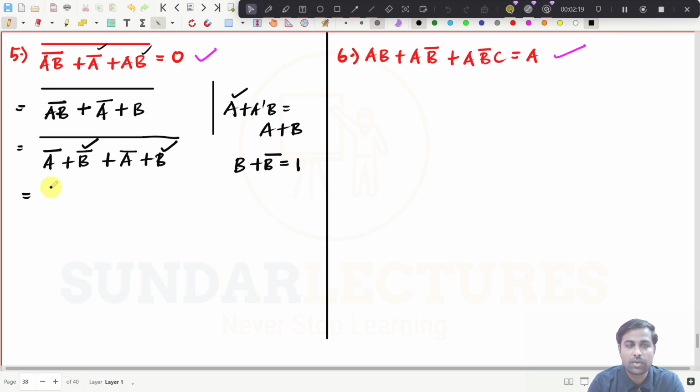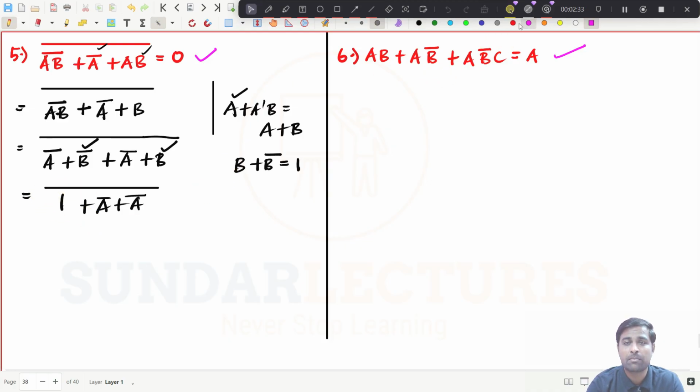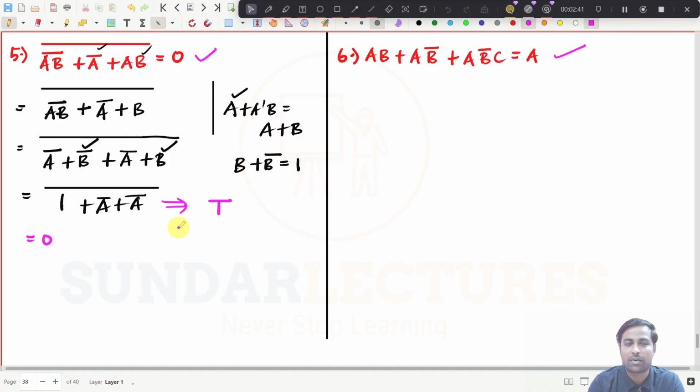So what you will get, simply you don't need to do anything. b bar plus b can be written as 1 plus a bar plus a, whatever it may be, obviously you will get 1. And then what is 1 bar? 1 inverse will be 0. This expression will give you 1 bar. What is the inverted term of the 1 bar? It will be 0. That is what we have written here, and that is what you need to prove here, right? Very simple, right? So this is the whole idea.